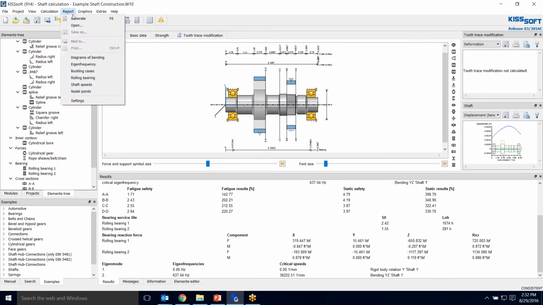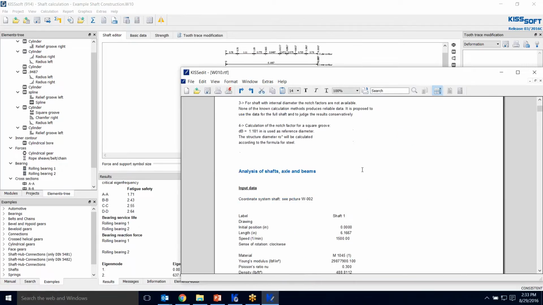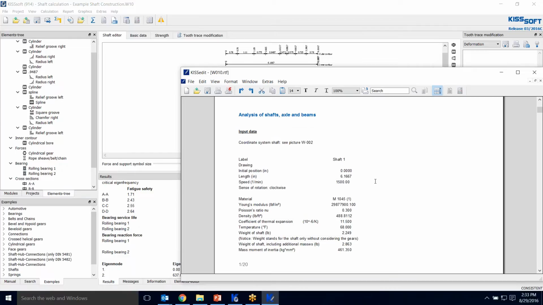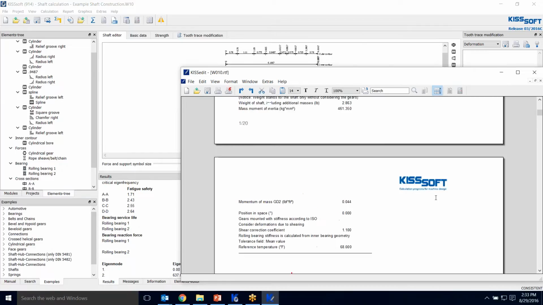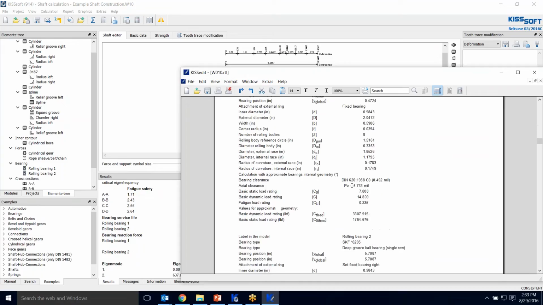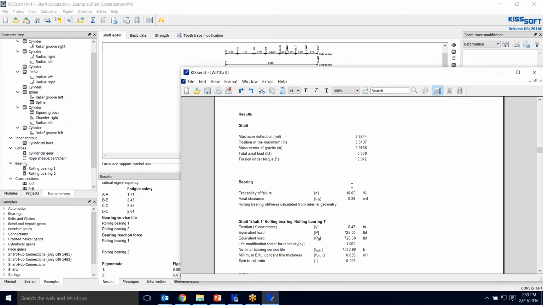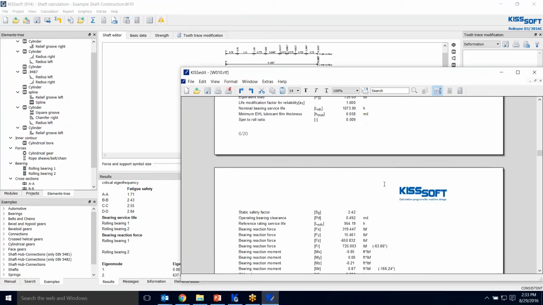And we can generate a report, of course. We can generate a report just by clicking here if you want, and it'll prepare a report for you, and you can go through that report. There's lots of information. We'll talk about the loading, etc. And the results way down here at the bottom, the probability of failure, talks about the shaft deflection, position of the maximum, mass center of gravity, all that information.